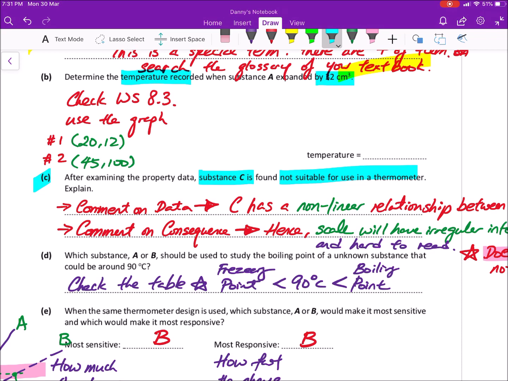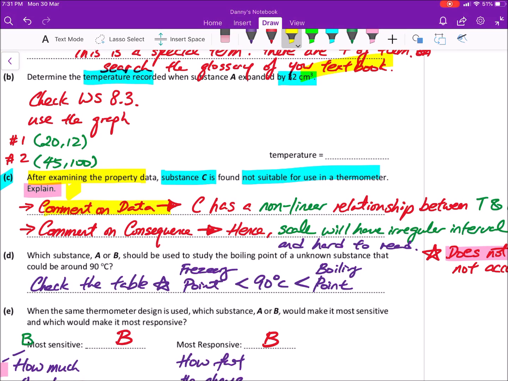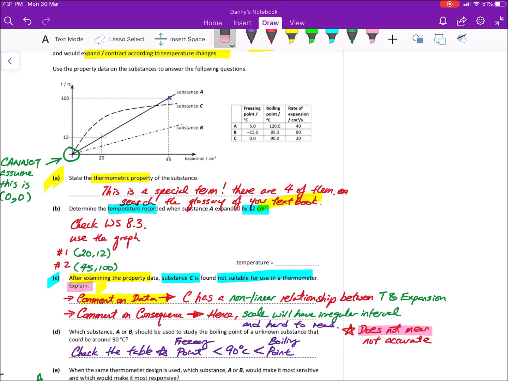So whenever you are answering such a question, the question actually asks you to explain, so you need to tell me the consequence. At the same time, you also need to let me know what is the data that will support your explanation. So in this case, you must first comment on the data, and if you look at the data, let me clean it up. If you look at the data, this is your substance C. You can see that it is a curve.